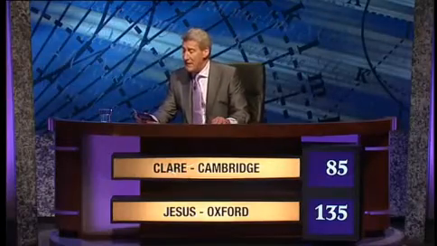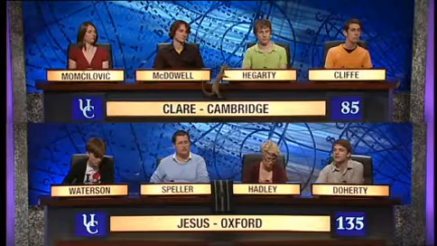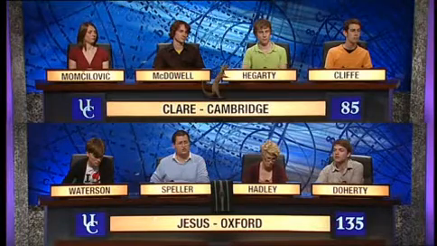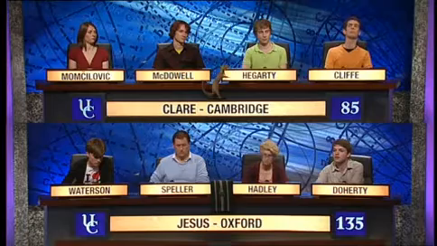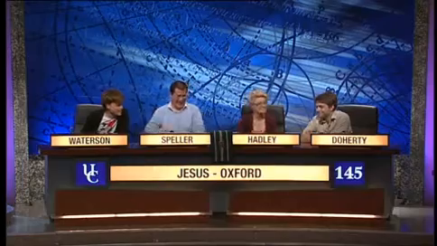10 points for this. Alta, Alavesa and Baja are the three principal regions of which wine-growing region situated south of the Cantabrian mountains of northern Spain? Jesus Speller. Rioja. Rioja is correct, yes. Your bonuses now are on the short story, Jesus.